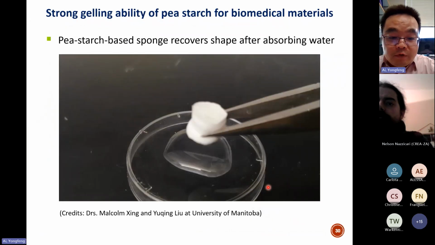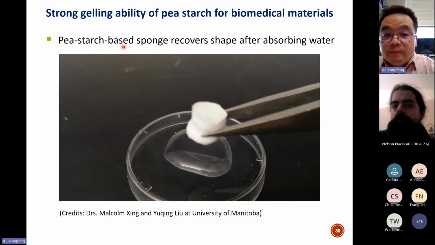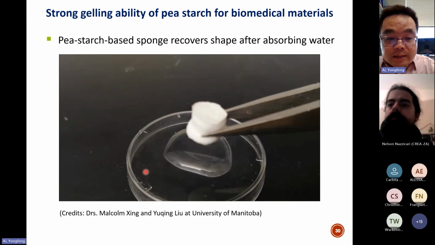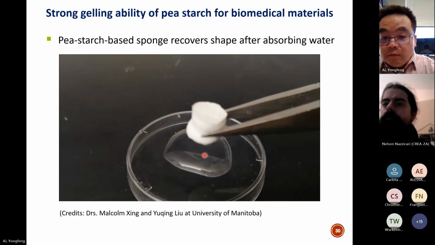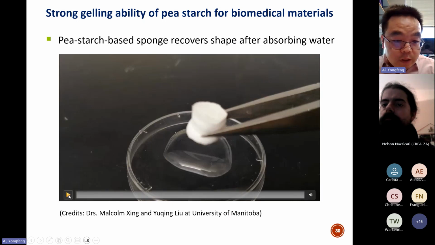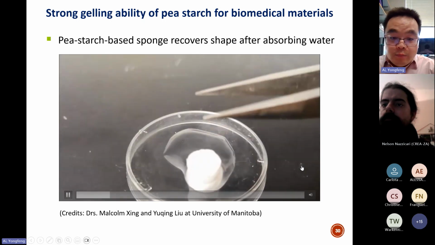And then also Professor Malcolm Xin and the postdoctoral fellow in his lab at the University of Manitoba, in our neighboring province, they are trying to use the pea starch to develop a sponge. And this is a video. They put the sponge in water, and they can absorb the water. Let me just share with you the content. I hope you can see it.